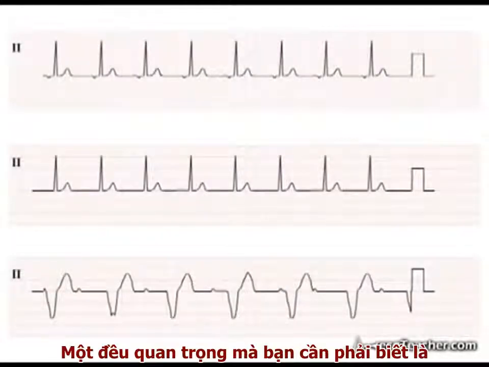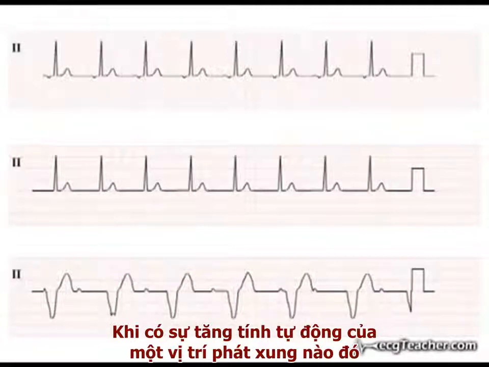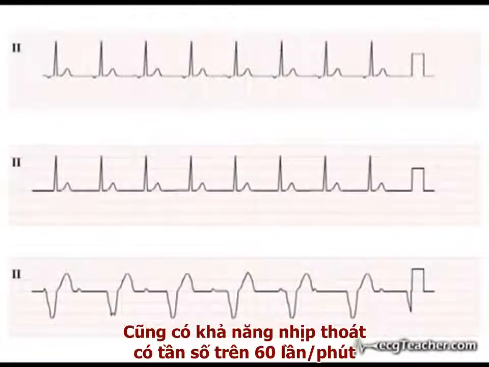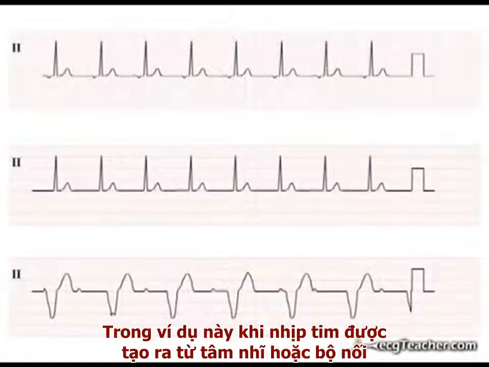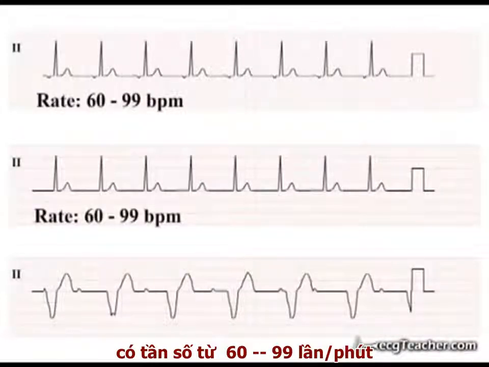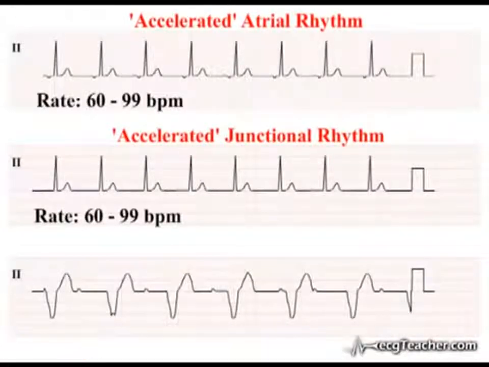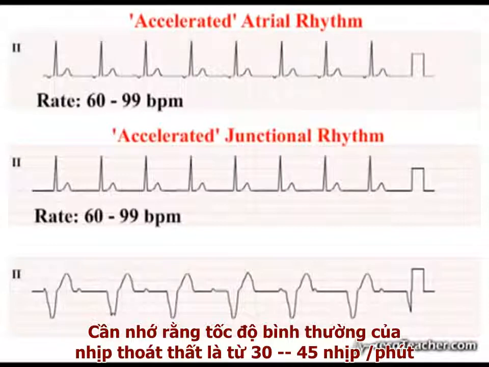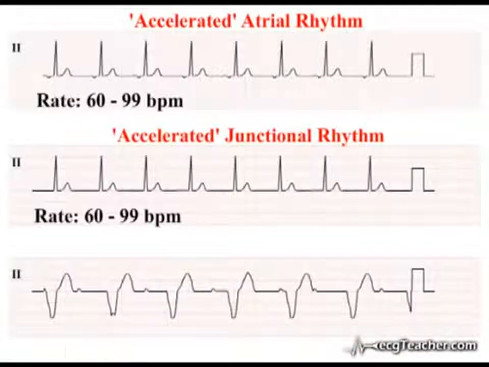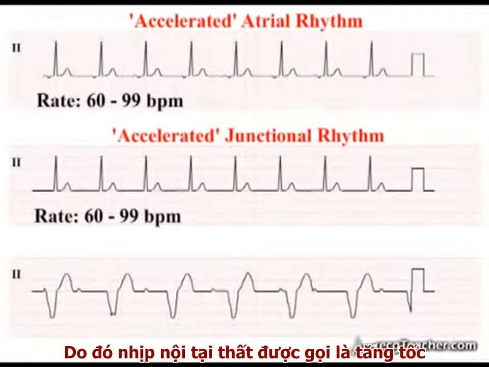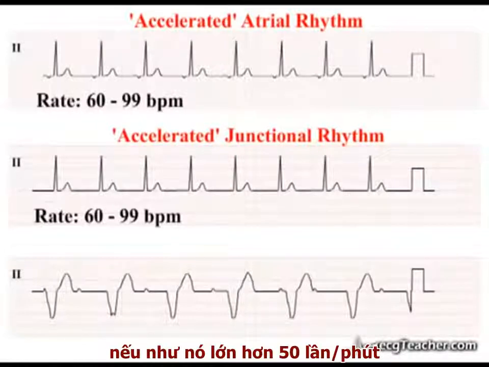It is important to realize that in the presence of enhanced automaticity of an ectopic site, it is possible for the rate of an escape rhythm to rise above 60 beats per minute. In this situation, when the heart rate generated from an ectopic atrial or junctional site lies between 60 and 99 beats per minute, the rhythm is described as accelerated. Keep in mind that the expected rate for a ventricular escape rhythm is in the region of 30 to 45 beats per minute. So an idioventricular rhythm is described as accelerated when the rate rises above 50 beats per minute.